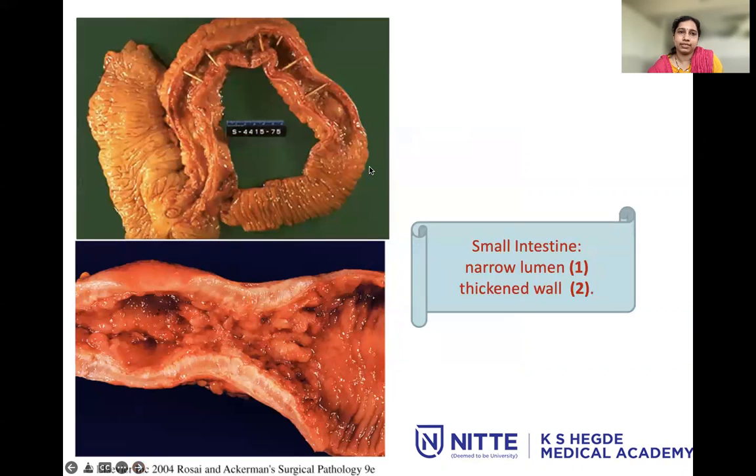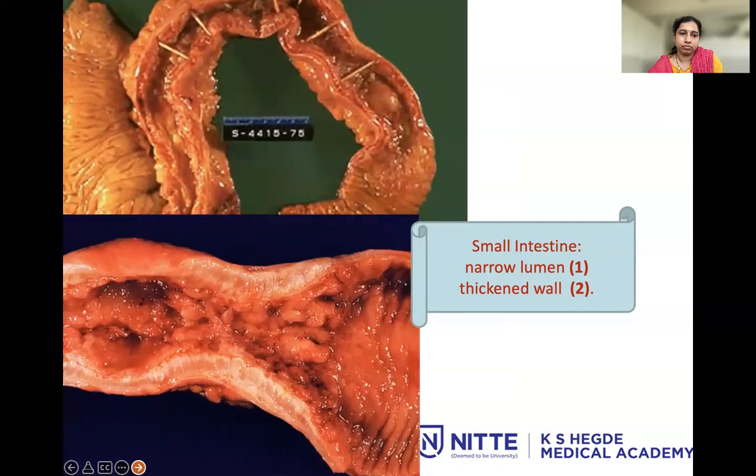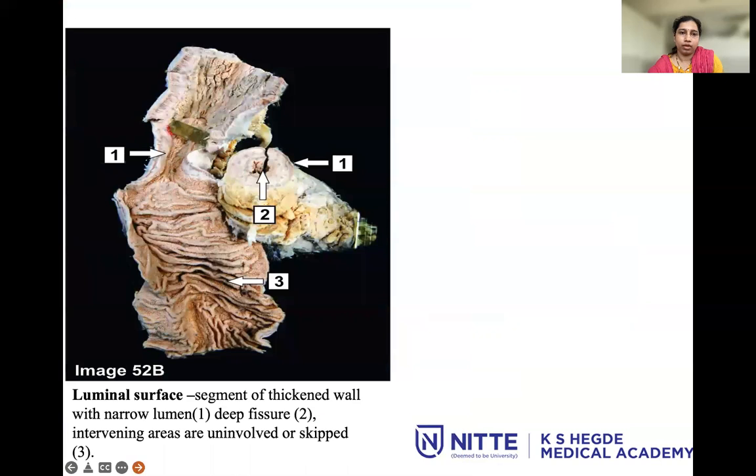In this picture, you can see the lumen of the affected part, which is the terminal ileum, is very narrowed. You can also see the thickening of the bowel wall. And here you can see narrowing of the lumen leading to stricture. In this picture, you can see presence of fissure. You can see the affected area which is having stricture and also unaffected area, leading to the lesions which are called skip lesions.